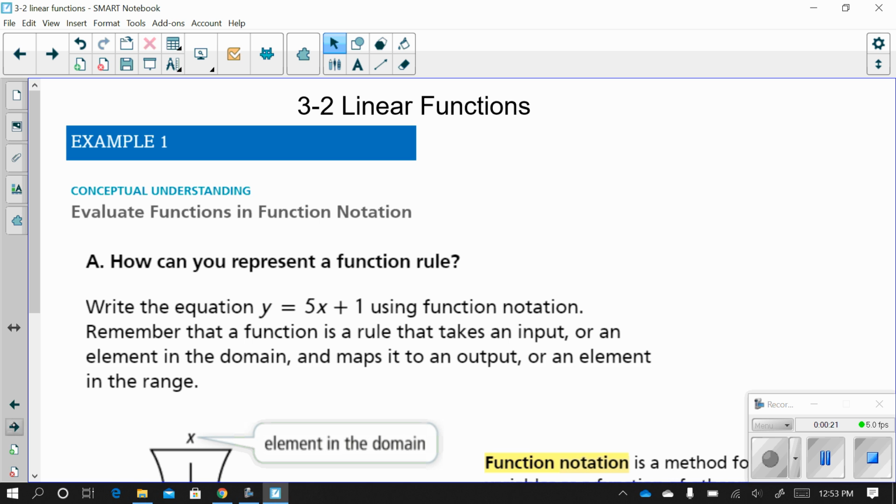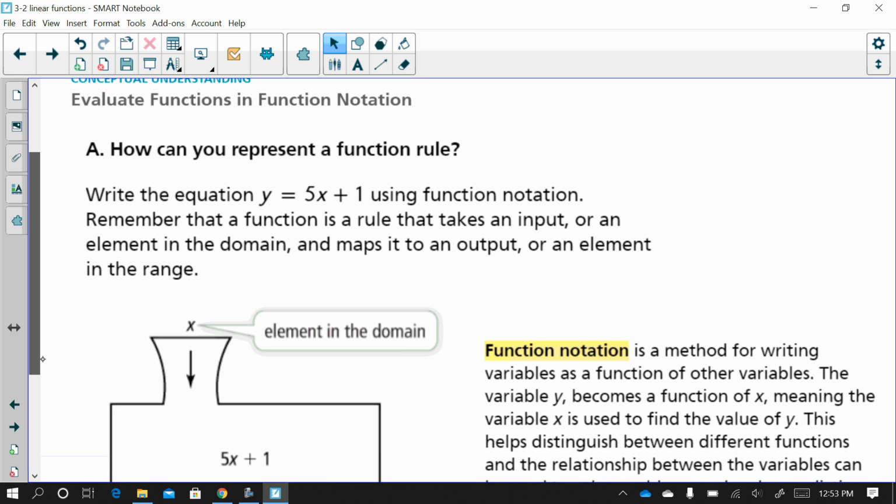So we're going to start right off with function notation. Okay, so like I've said before, this book likes to drop us right into a problem and then tell us about the notes. So how can we represent a function rule? We're going to write the equation y equals 5x plus 1 using function notation. Remember that a function is a rule that takes an input, or an element in the domain, and maps it to an output, which is an element in the range.